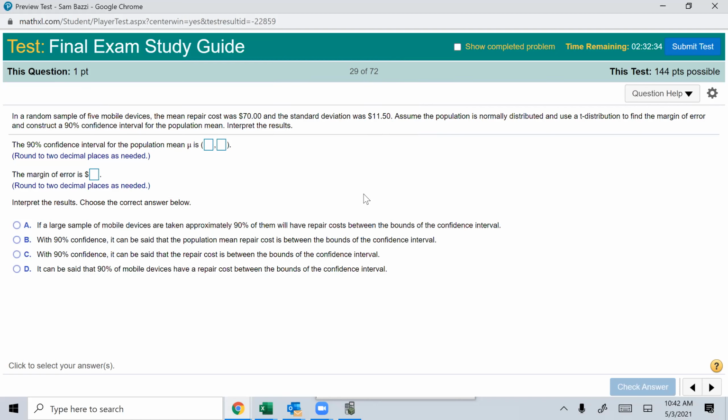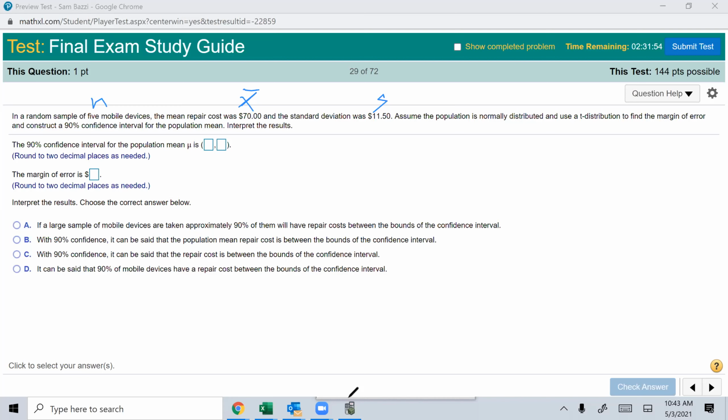In a random sample of 5 mobile devices, the mean repair cost was $70 and the standard deviation was 11.50. It's pretty much probably the same, guys. So that's X bar. That's N. That's S. Assume that the population is normally distributed. Always you have to assume that the population is bell-shaped. And use T distribution to find the margin of error, construct a 90% confidence interval.